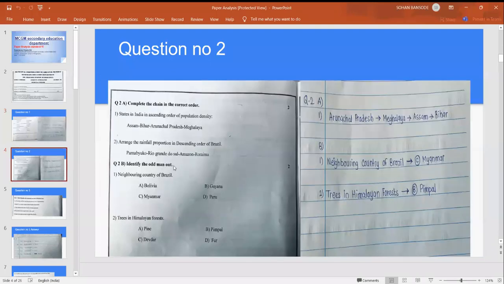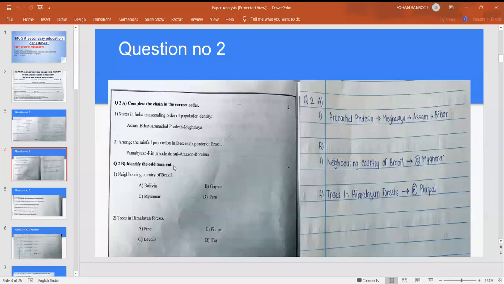Yes. Here the question number 2 has two options in your question paper, that is question number 2A and 2B. Both the questions are compulsory. You have to attempt both the questions. These are not "or" for each other. These are compulsory questions. So the first one is: arrange states in India in ascending order of the population density.